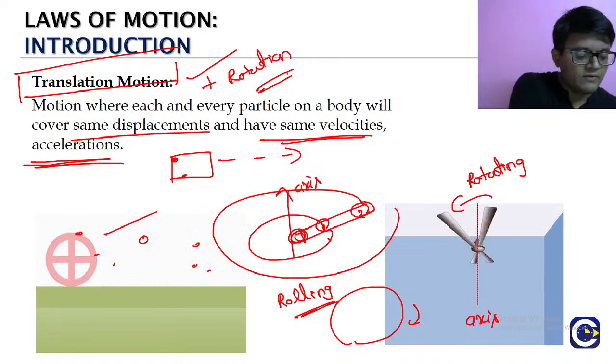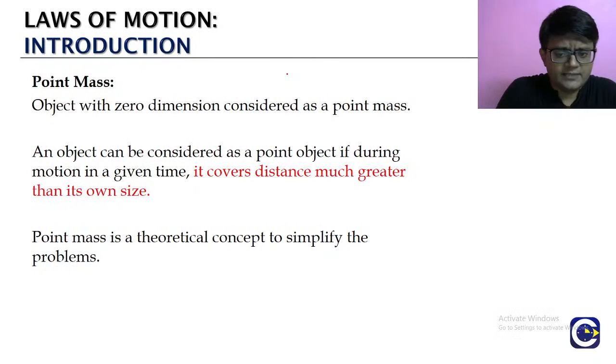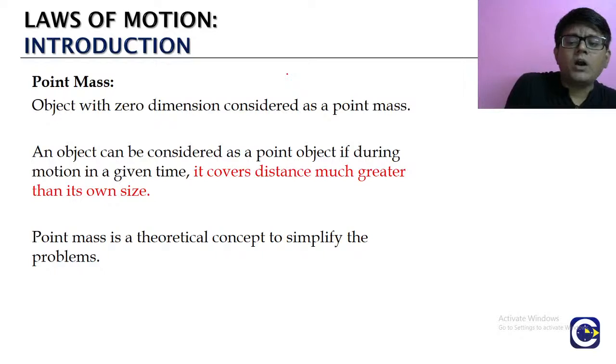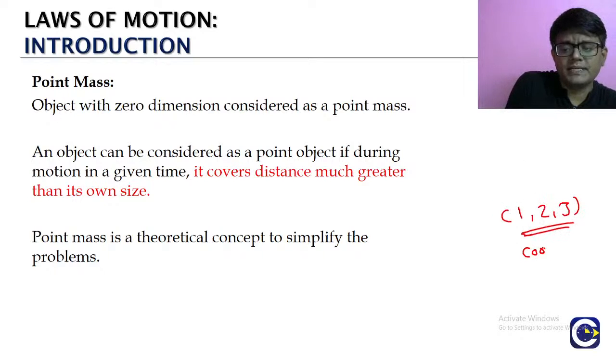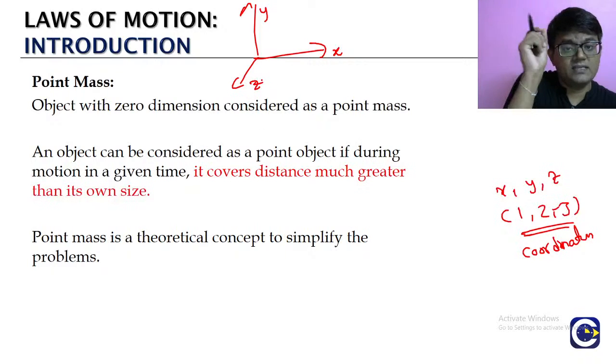Now when we are discussing the motion of an object, remember we keep saying a body is located at the point 1, 2, 3, and like that we give the coordinates. Coordinates represent the location of a particle in the Cartesian system. We give the x coordinate, the y coordinate, and the z coordinate. Using that, we can find where exactly that particular object is in space.